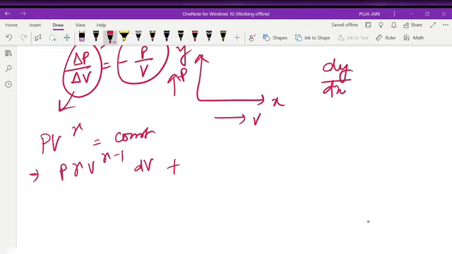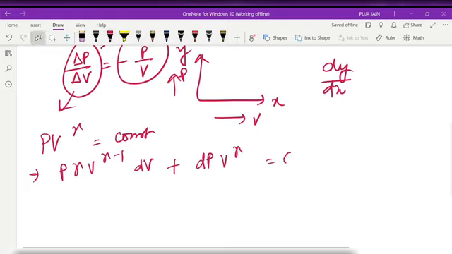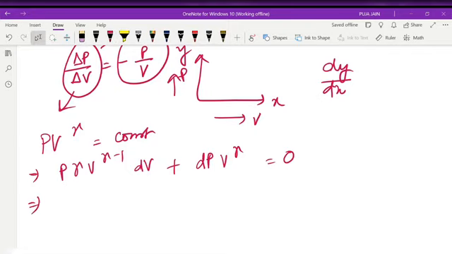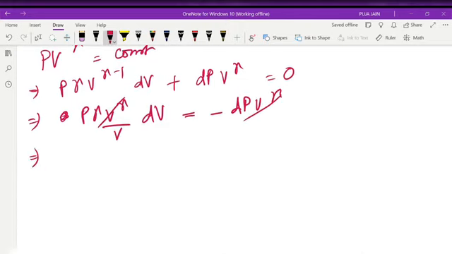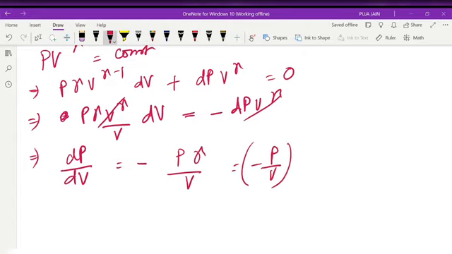Now if you take d of PV to the power gamma equals constant, that is 0. So now we want dP/dV. P gamma V to the power gamma by V dV is equal to minus dP V to the power gamma. This V to the power gamma gets cancelled out. So we are getting dP/dV equals minus P gamma by V. So basically we are getting P by V times gamma. So this is what? The slope of the isothermal curve.